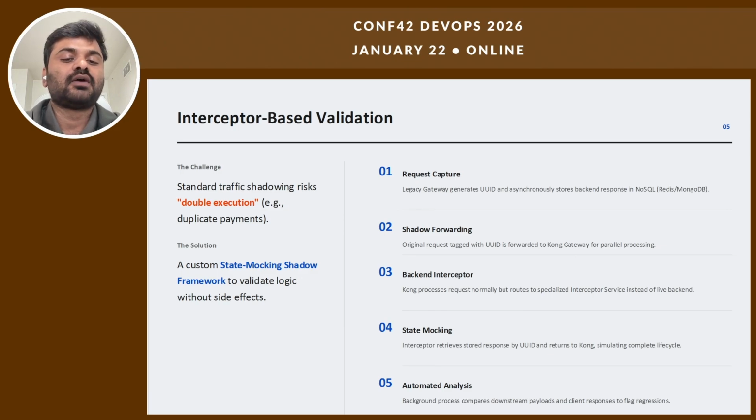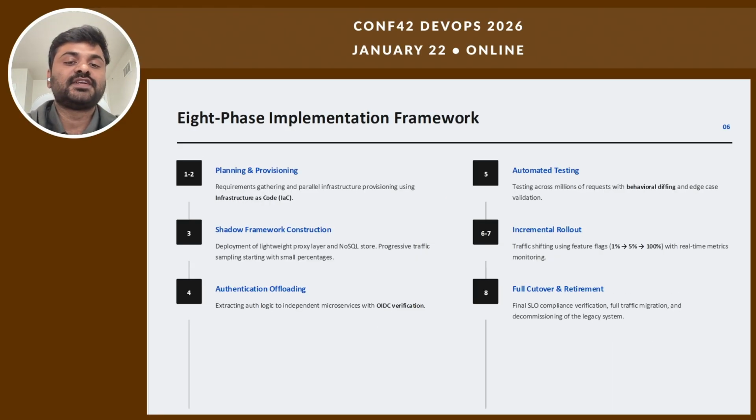So now let's look at how we implemented this framework across the migration. The migration was an eight-phase implementation. The first one is planning and provisioning. I used Terraform, and all of the routes in the old gateway have been coded in YAML format for Kong. For all the infrastructure changes, I used Terraform to document the deployment. That's where the planning and provisioning went in.